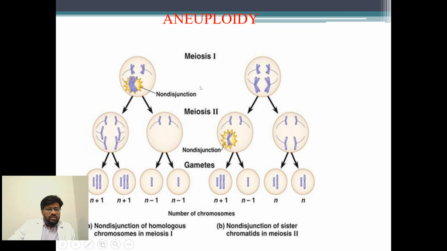Where can it occur? It occurs due to non-disjunction, the failure of separation of the chromatids. It can occur in meiosis 1, and it can also occur in meiosis 2. If it occurs in meiosis 1, we get n plus 1, n plus 1, n minus 1, n minus 1. As you can see, the division is not equal. Whereas if it occurs in meiosis 2, here you can see one daughter cell had 3, the other one had 1, the other one 2. These are the normal. So this is aneuploidy by non-disjunction.